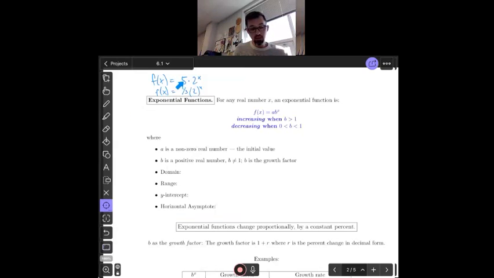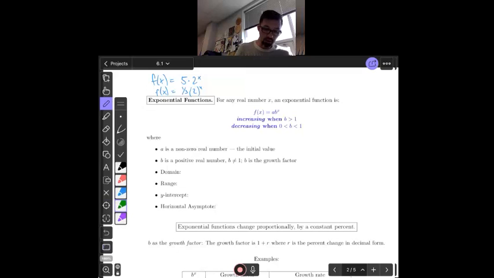So this would be a vertically stretched growth function. This would be a vertically compressed growth function. So it's still growth because the b value is more than 1. But this one would just grow faster than the parent. This one would just grow slower than the parent. So we can vertically stretch or compress those in the same way we can vertically stretch or compress decay functions as well. I can have 4 times 1/2 to the x. So that one would decay faster. And then this one would decay slower.